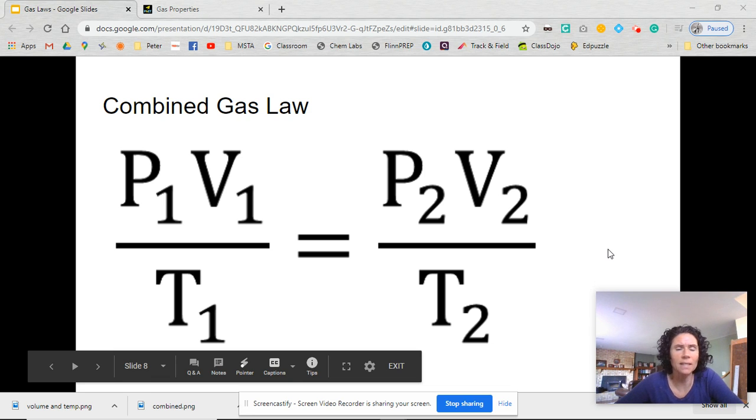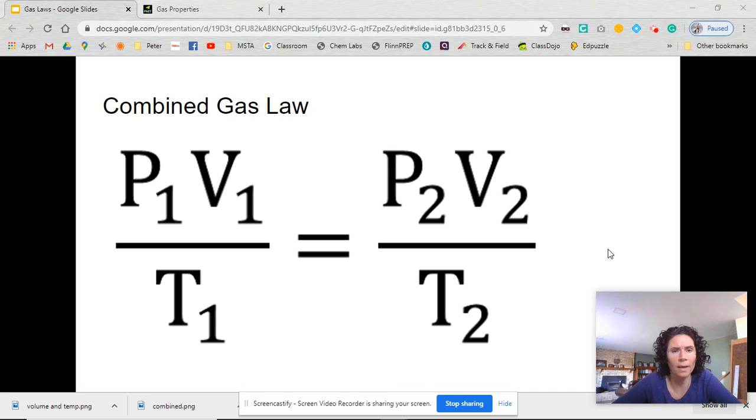Okay, lastly, we're going to look at what we call the combined gas law. And the name pretty much tells you how it works. We've basically taken all of the gas laws that we've talked about and combined them into one law that shows where all of the variables stand in relation to the others.